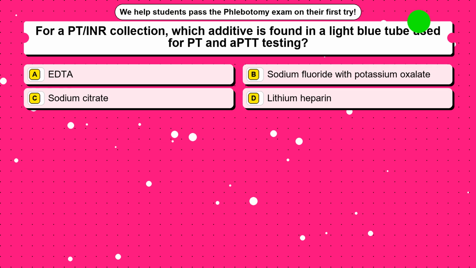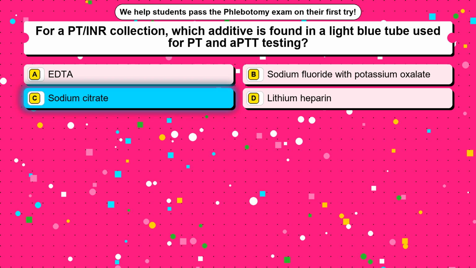Question 47. For a PT/INR collection, which additive is found in a light blue tube used for PT and APTT testing? Option A, EDTA. Option B, sodium fluoride with potassium oxalate. Option C, sodium citrate. Option D, lithium heparin.